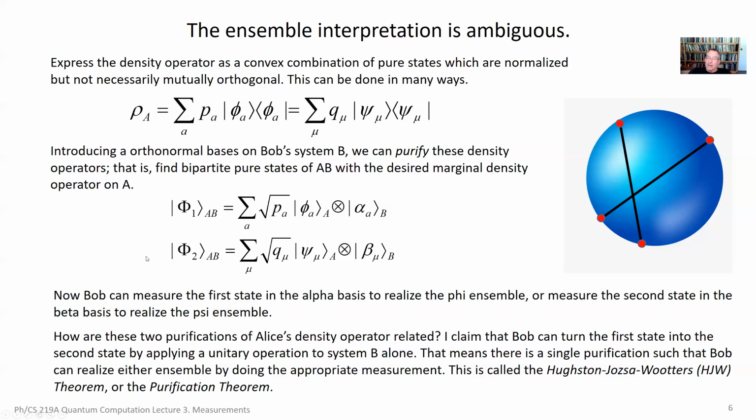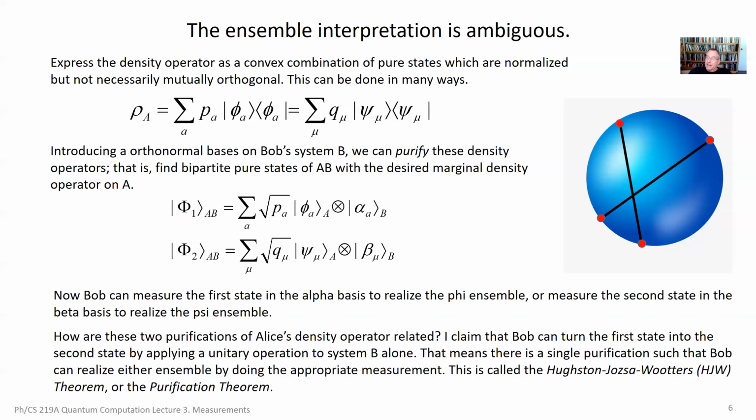And on the other hand, if the bipartite pure state for A and B were phi2, now Bob can measure in the beta basis, and he'll get the outcome beta mu with probability Q mu. When he gets the outcome beta mu, he will have prepared psi mu for Alice's system. So that's a way of realizing the ensemble representation in terms of the pure state psi mu occurring with probability Q mu, another way of representing the same density operator, rho A. So now we'd like to ask, how are these two states, phi1 and phi2, related? And what I claim is that it's possible for Bob to turn the first state, phi1, into the second state, phi2, just by performing a unitary transformation on his system, on system B, without ever touching system A.